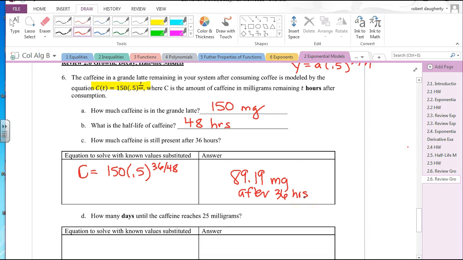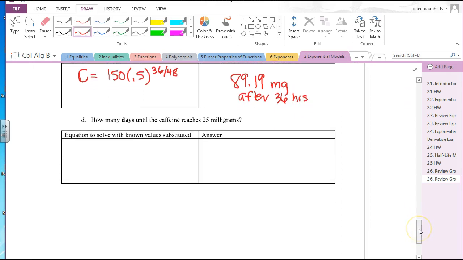How many days until the caffeine is 25 milligrams? So here, days is bold, okay? I got to pay attention to that because my formula is in hours. So I'm going to have to do something when I get an answer here. So how many, first of all, figure out 25 milligrams. So when will there be 25 milligrams? So I started with 150, 0.5 to the t over 48. Let's solve this for t.